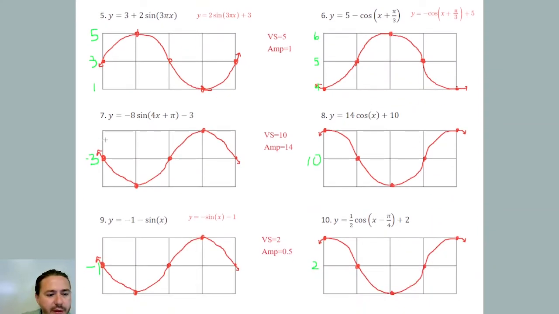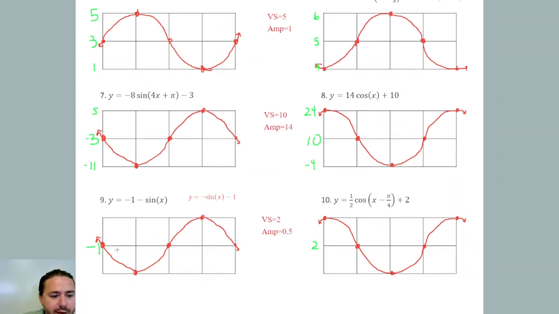For number 7, the amplitude is 8, so negative 3 plus 8 would be 5, and negative 3 minus 8 would be negative 11. So pretty big vertical stretch there, right? Factor of 8. This one's even bigger, though. Vertical stretch is a factor of 14, so 10 plus 14 is going to be 24, and 10 minus 14 is going to be negative 4.